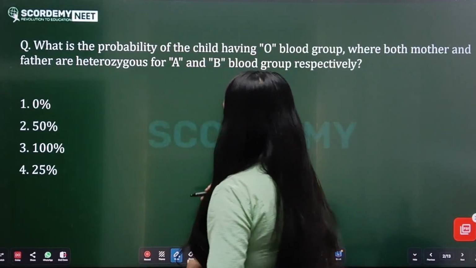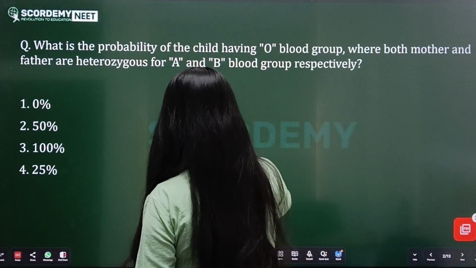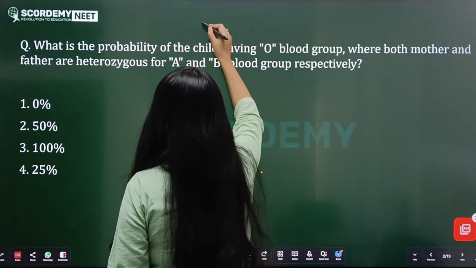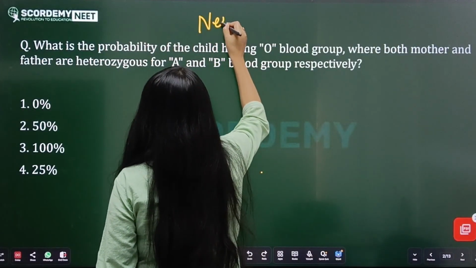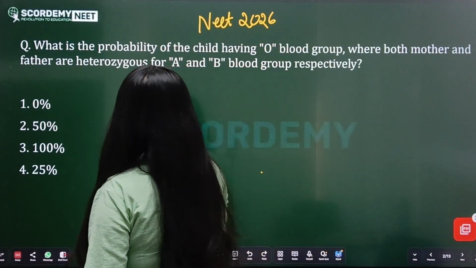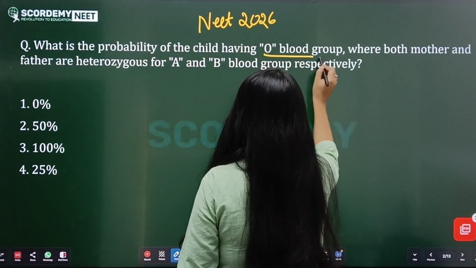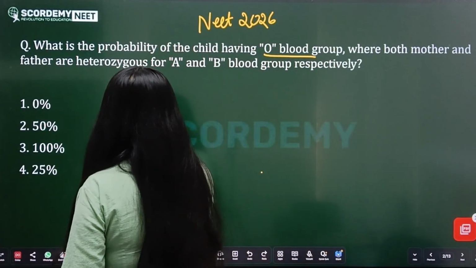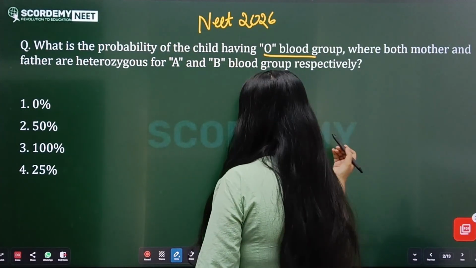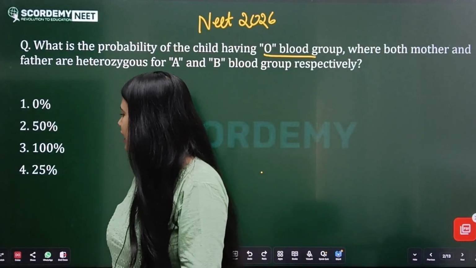So the first question is this question that was asked in NEET 2026. What they're asking: the probability of the child having O blood group where both mother and father are heterozygous for A and B blood group respectively. The options are 0%, 50%, 100% and 25%.